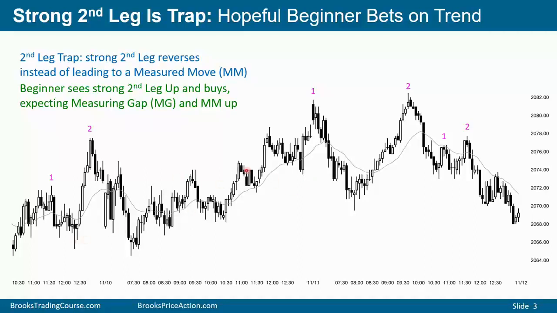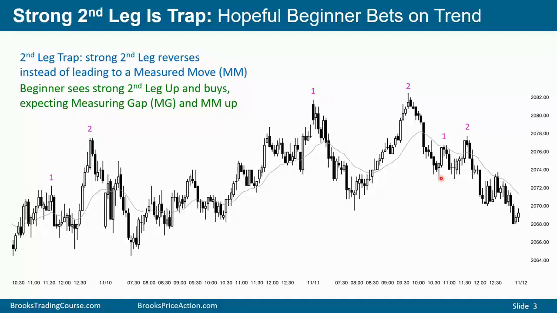And the same here, we have a first leg up and then a very strong second leg up. Bulls are hoping this is the start of a bull trend, but look to the left. We're still possibly in a trading range or a broad bull channel. Second leg traps are also common in broad channels up and down.